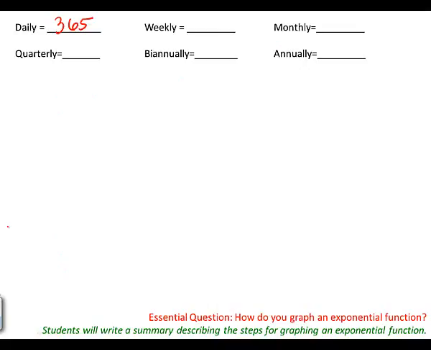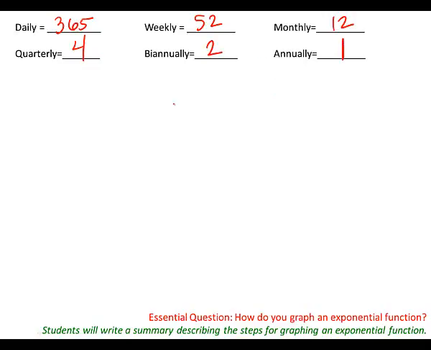What about weeks in a year? There, that's much better. They were all over the place. Okay. How many months in a year? 12. Good. All right, how about quarters? 4. Biannual, how many do you think that is? 2. And then annual is 1.